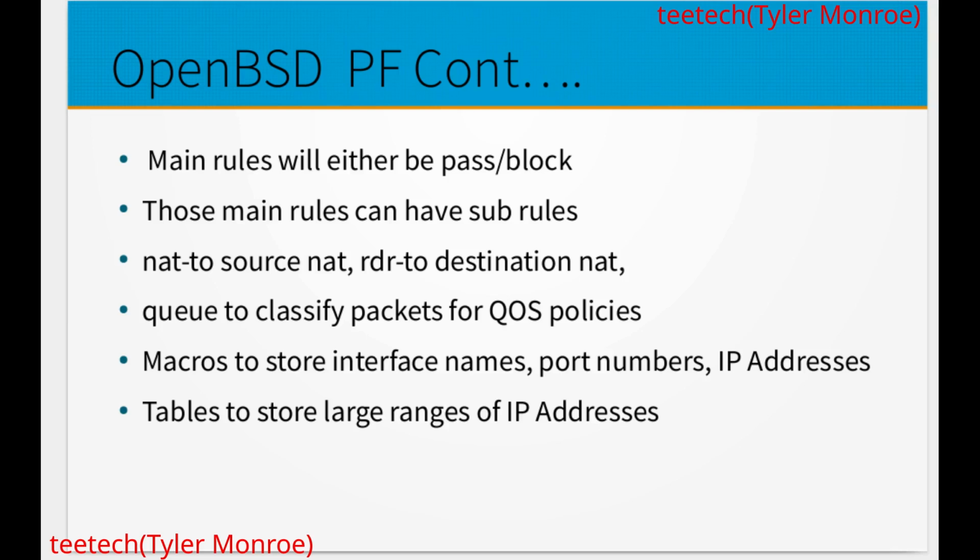But you can also use macros, and they can be used to store interface names, port numbers, and IP addresses, among other things. Finally, we can use tables, and those can be used to store large ranges of IP addresses. So many subnets can be efficiently accessed when you are filtering on them, and you make more efficient use of your memory by doing it that way.